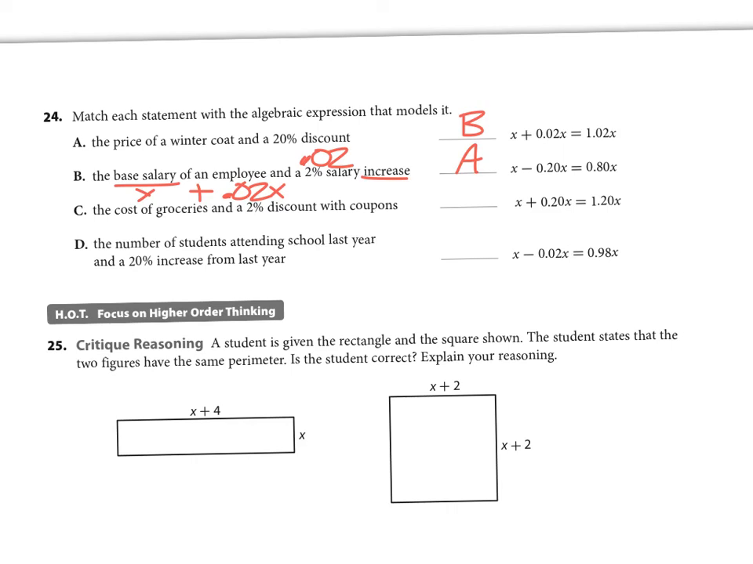The cost of groceries and a 2% discount. So I'm subtracting 0.02, so that would be this one. And then let's just confirm D. The number of students attending school last year and a 20% increase. So 20% is 0.2. I'm adding 0.2, so that would be this one.